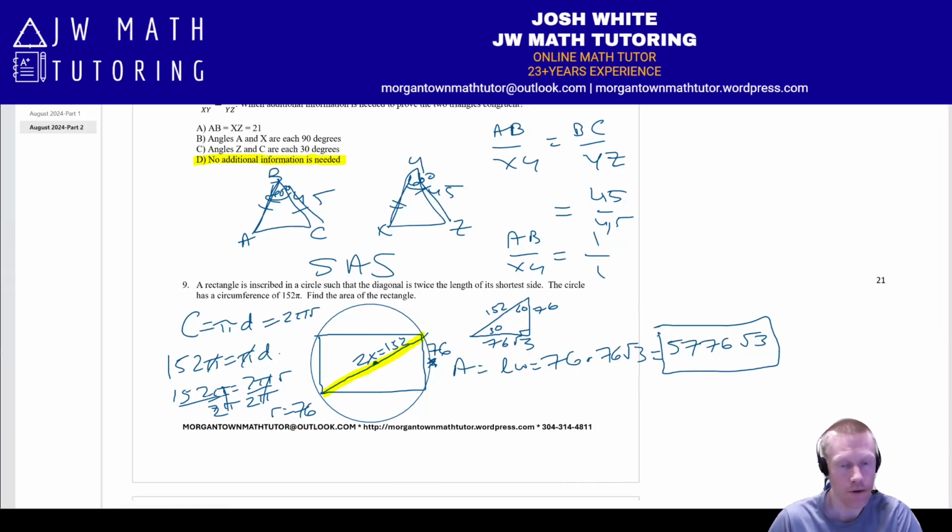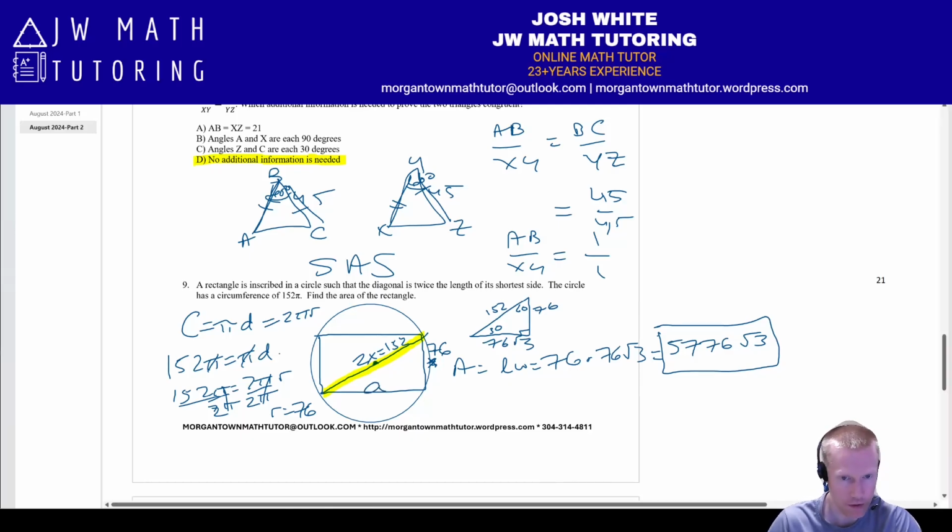Okay, so now let's say you forgot about that and you wanted to use the Pythagorean theorem. All right, so I'll just call this side A. So we've got A squared plus B squared, which is the 76 squared, equals C squared, the 152 squared. And then just subtract this on both sides.